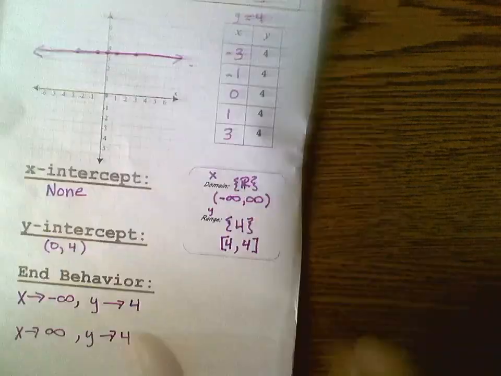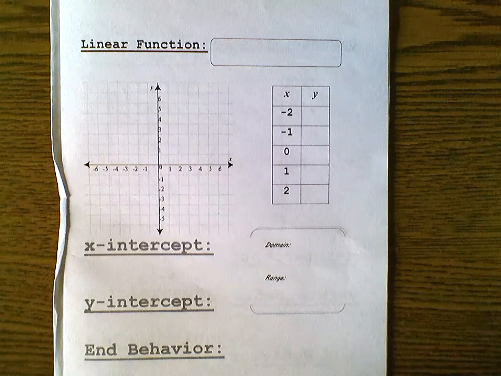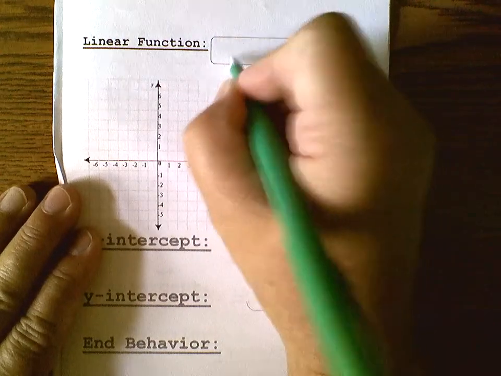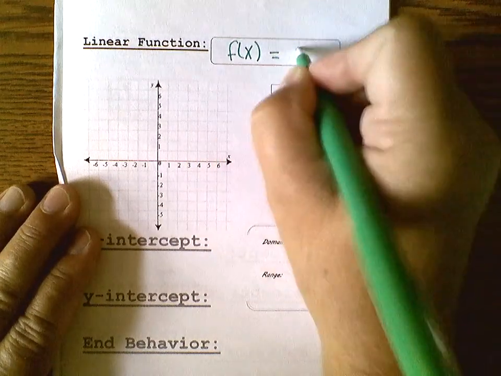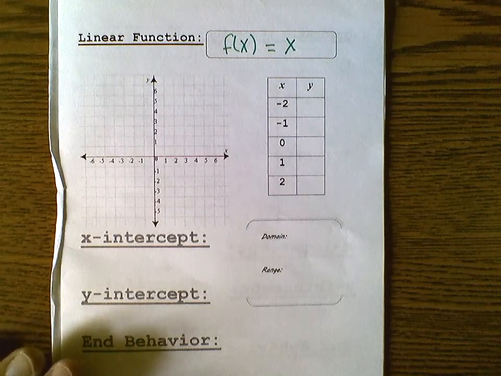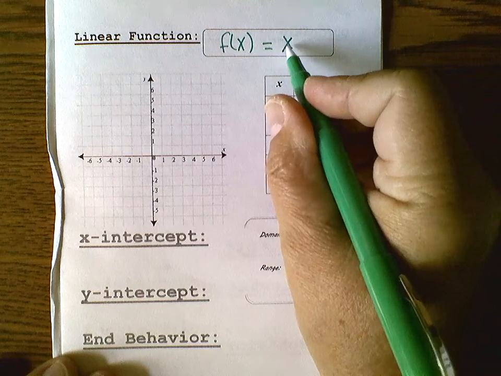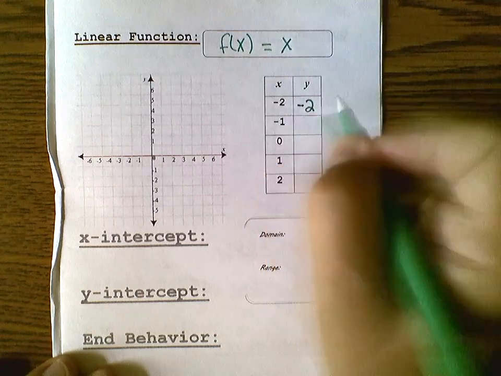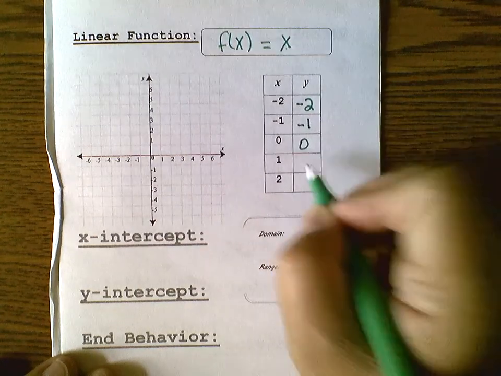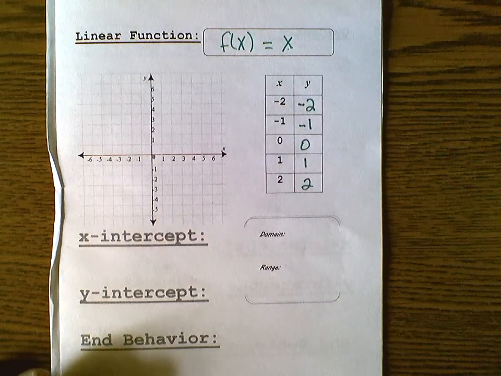Okay, next function is the linear function. Another one you guys should be very familiar with. So the basic parent function is y, or f of x, equals x. So nothing's added or multiplied or anything with it. It's just plain x. So if we plug -2 in for x, what's y going to be? -2. If we plug -1 in for x, what's y going to be? -1. And hopefully you get the pattern. Y is equal to x, so it's always the same thing.